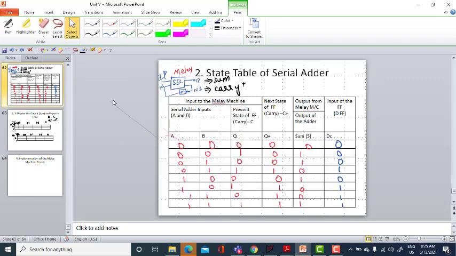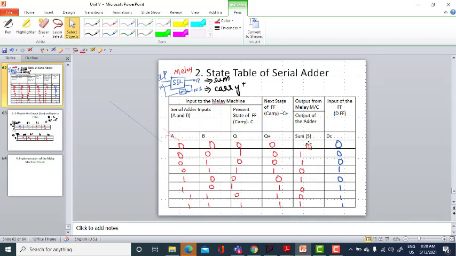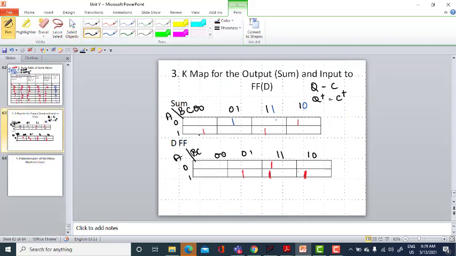Look here for your sum first: 0, 1, 1, 0, 1, 0, 0, 1. Only for this combination, you fill up your table. By looking at the state table, the output S and your next state, Q plus or C plus, I have filled up the table. Earlier while writing it, I had written 10 and 11; now I changed it. The D flip-flop output is C plus, which is equivalent to Q plus. I need these two expressions.